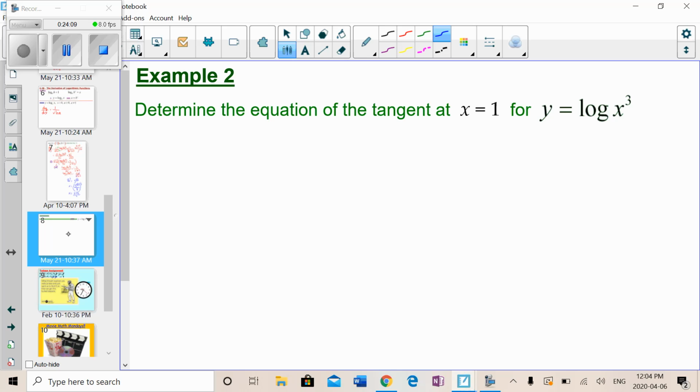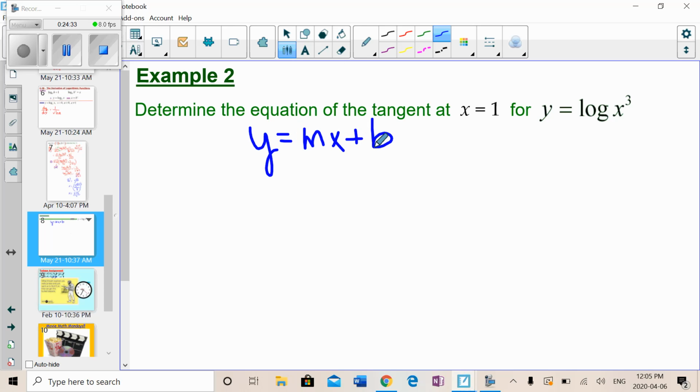Determine the equation of the tangent at x equals 1 for log of x cubed. So this is a doable question. I know we're not concentrating on the super hard ones, but this one isn't too bad. You've done this lots of times before. Don't forget when it says the equation of the tangent, that's going to be y equals mx plus b. So your job really is just to find the slope of the tangent, and that's what's going to go in for m.